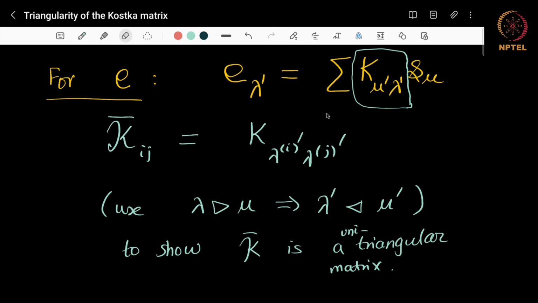So for K bar, show similar facts about it. Recall we had this earlier fact, a statement about dominance order that one had proved earlier, which says that if lambda dominates mu, then lambda prime is dominated by mu prime. Use that to show that this matrix K bar is also triangular, upper or lower triangular, with ones on the diagonal.